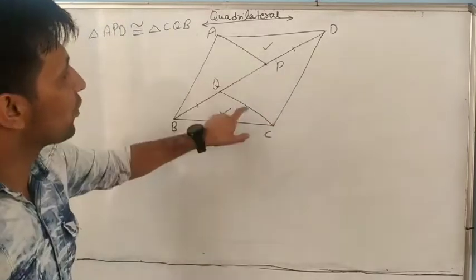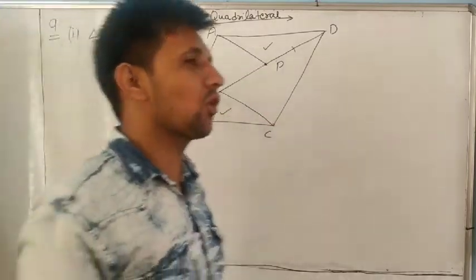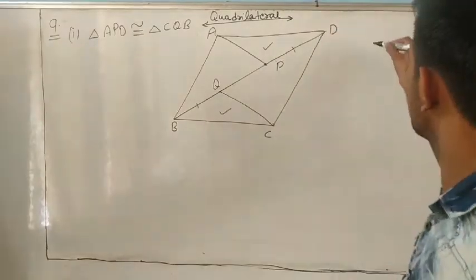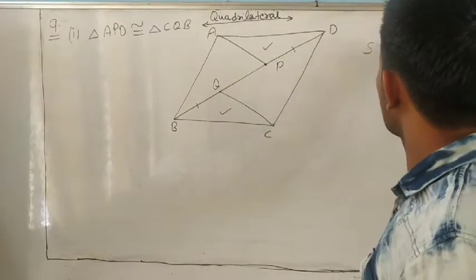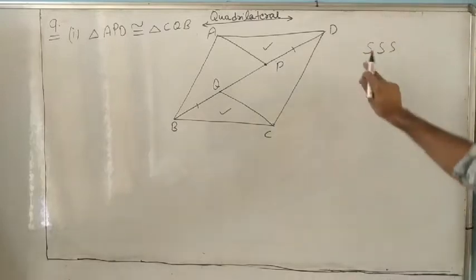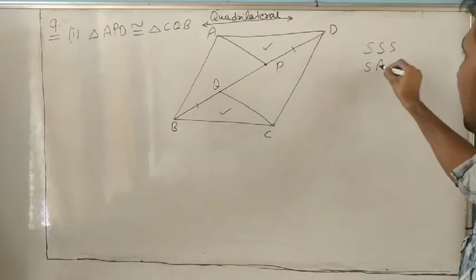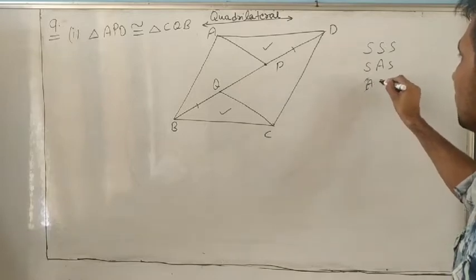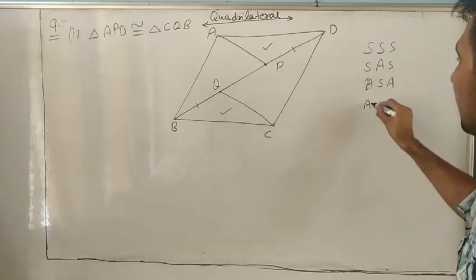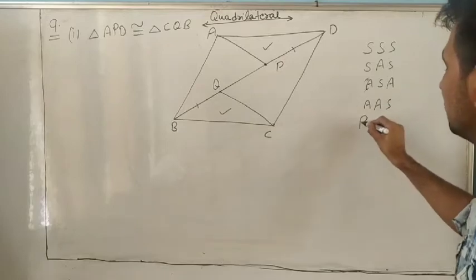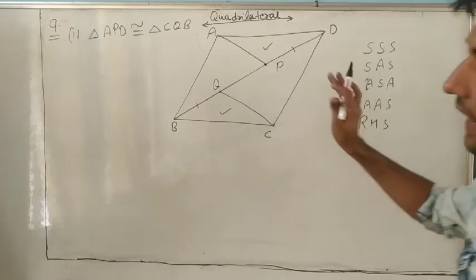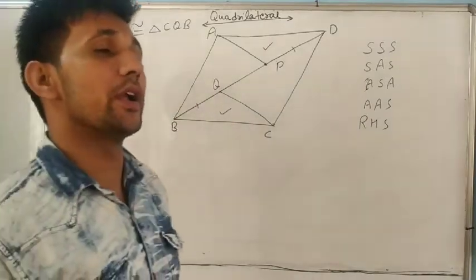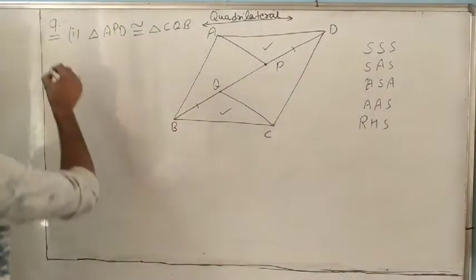If you want to prove that these two triangles are congruent, how will you prove that? We know the 5 criteria of congruence: side-side-side, angle-side-angle, side-angle-side, angle-angle-side, and fifth is RHS. If any one of them holds, we can say that the triangles are congruent. So we will start the proof.